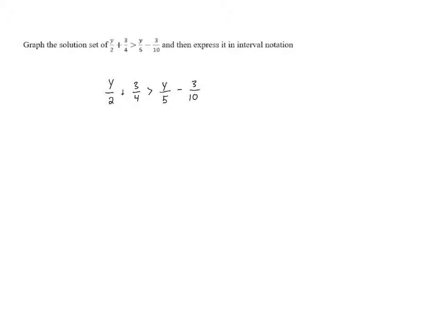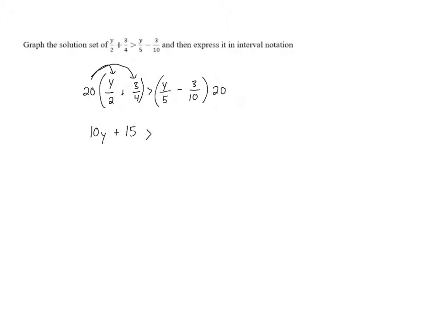And in this case, the least common denominator is 20. 20 is a multiple of all of those numbers. So we're going to multiply both sides by 20. When we do this on the left, 20 times y is 20y. Divide that by 2 gives us 10y. Plus 20 times 3/4 is 15. 3/4 of 20 is 15, or 20 times 3 is 60, divided by 4 is 15.